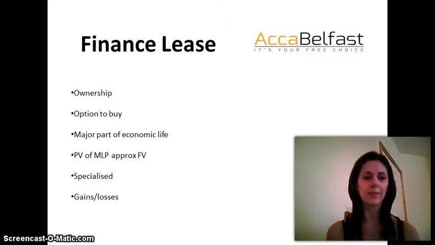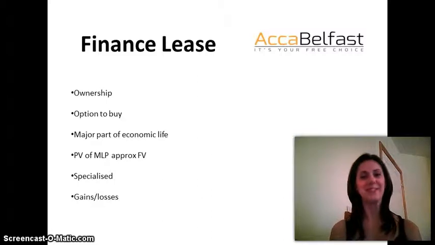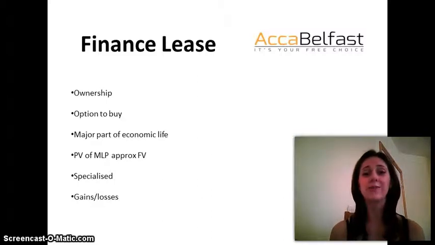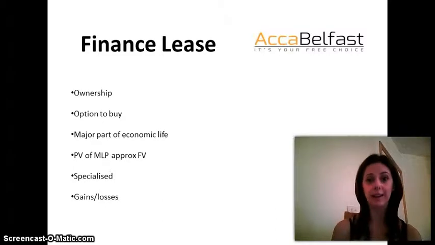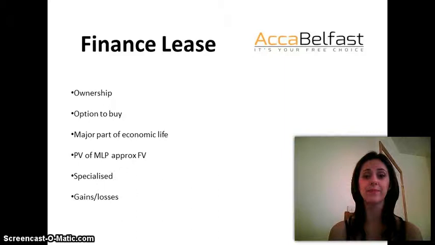And here we have the fourth one down, PV of MLP approx FV. So what's this? This is just a shorthand version of: is the present value of the minimum lease payments approximately the fair value of the asset?